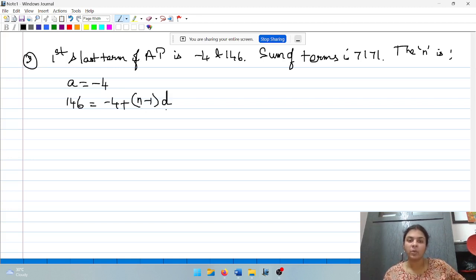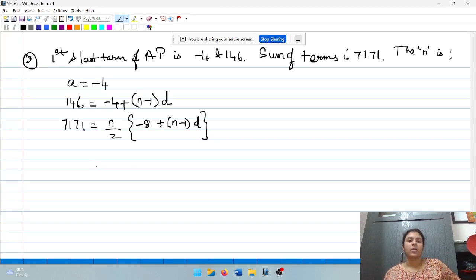Neither do I know what is D. Similarly, sum of n terms. What is the formula for sum of n terms? n by 2 into 2a, 2a is 2 into -4 plus n minus 1 into D. Given this, so now you have 2 equations which can be simplified. Solve for D and solve for n and give me the answer.